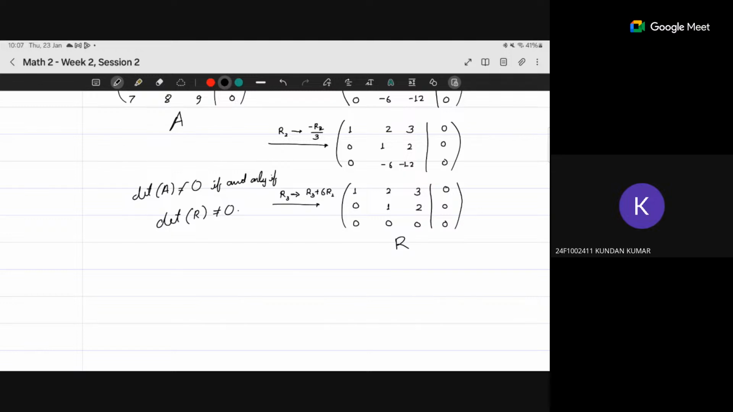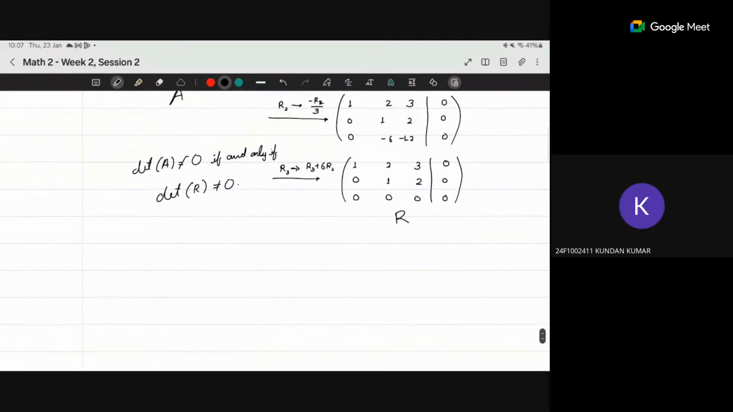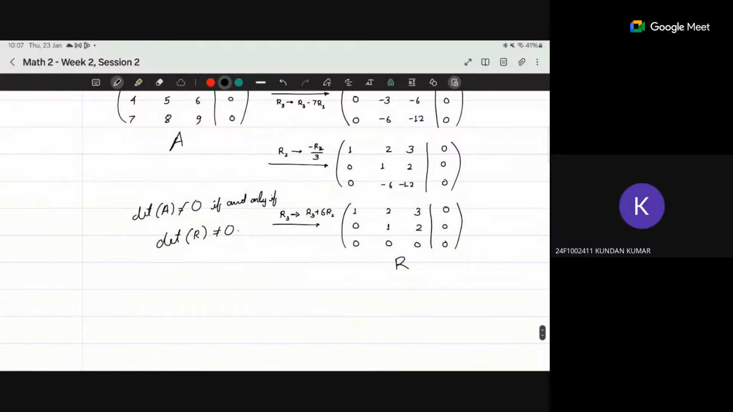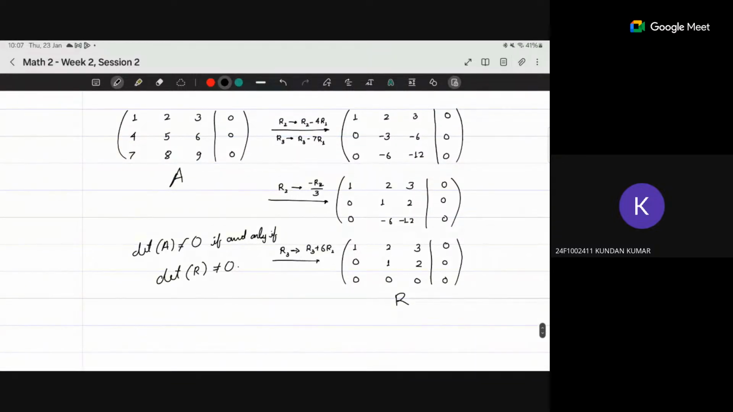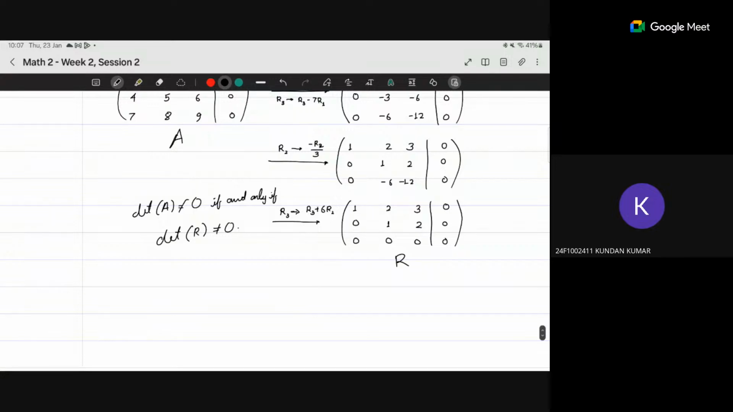So one way to compute the determinant is to compute the REF of that matrix, and the determinant of the REF will be easy to compute because REF will always be an upper triangular matrix, correct? Do you guys agree that the REF of a square matrix is an upper triangular matrix?